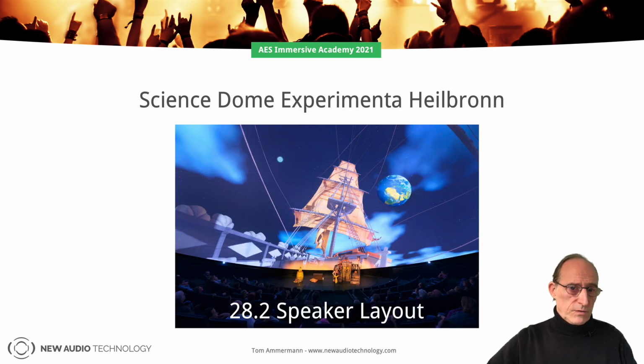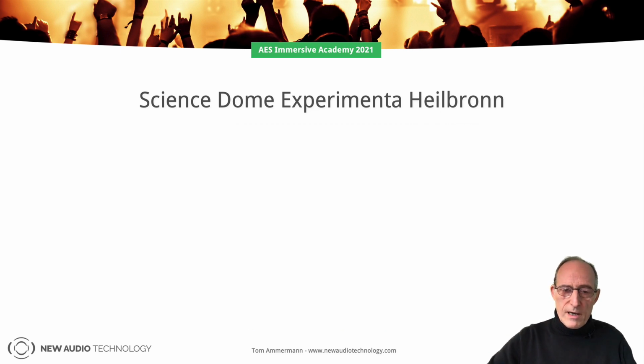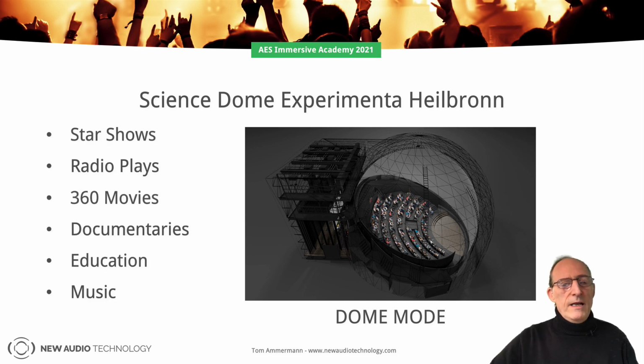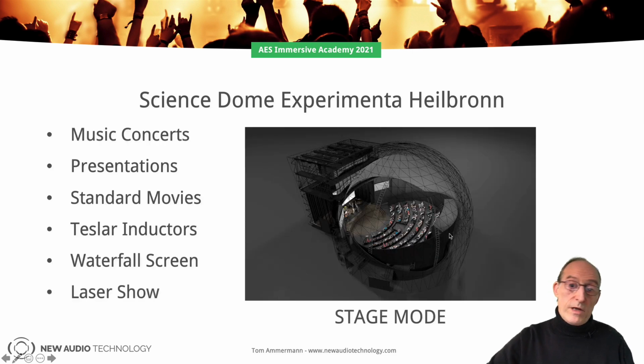One example I'd like to give you here is the science dome of the Experimenta in Heilbronn in Germany. Here they have, let's say, two modes. The one mode is the dome mode, where the audience is watching the dome, a tilted dome, where they run star shows and 360 movies and so on. The other mode is on the opposite side of the tilted dome. Here, it's a stage where they do music concerts and movie playback and so on.